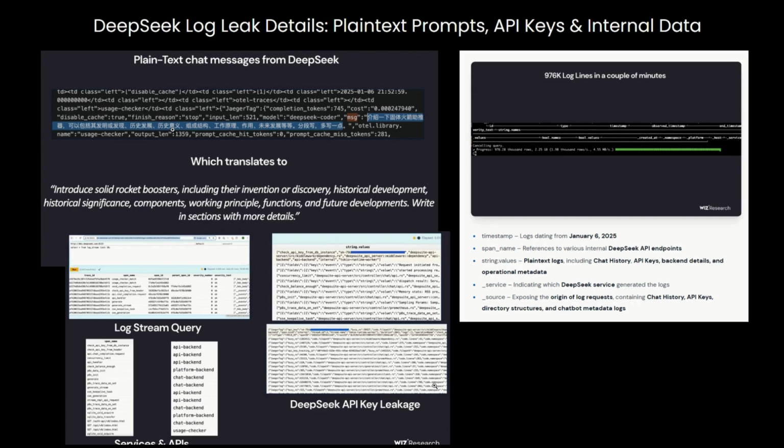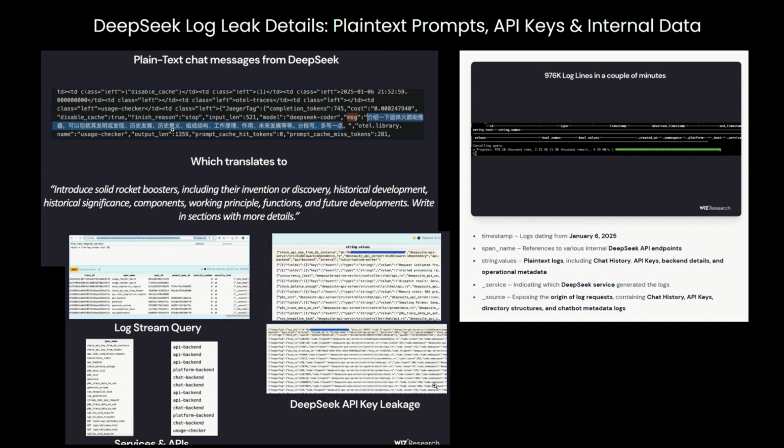Attackers could even run SQL queries directly on this exposed interface, increasing the risk of privilege escalation or lateral movement inside the infrastructure. And as you can see, some of these logs included detailed instructions and prompts like "introduce solid rocket boosters, including their invention, historical significance, components, future developments." This wasn't a single data leak. It was a window into the internal workings of DeepSeek's LLM infrastructure, exposing everything from model behavior to backend API infrastructure.